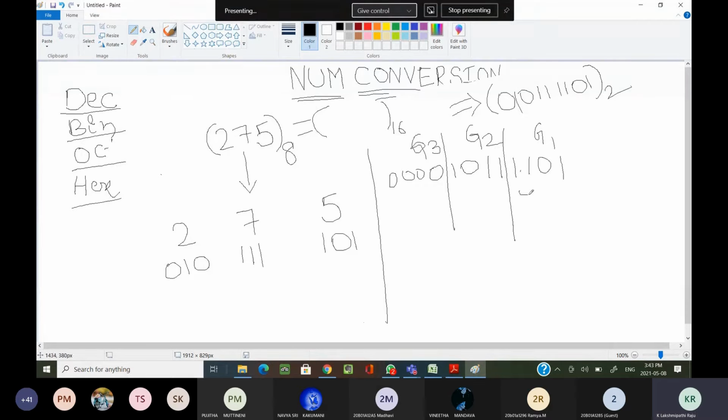Now what is the value we are getting here? 13, which is D. Next to this, B. Now, what is the result we are getting? BD of base 16. Am I clear to everyone? In this way, we are converting an octal number into hexadecimal through binary.